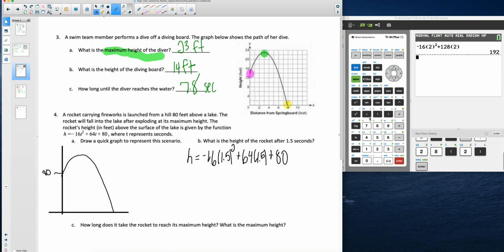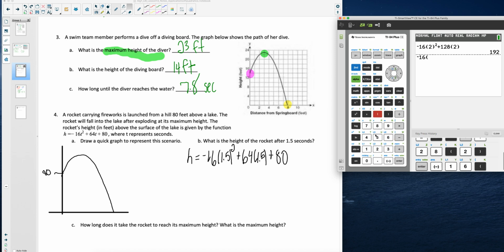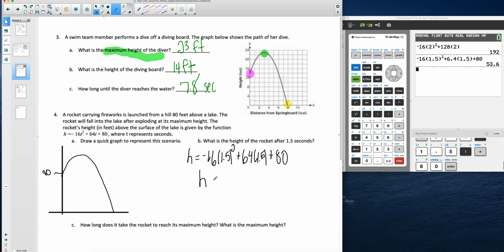Then we're going to just use our calculator. Negative 16, 1.5 squared, plus 6.4 times 1.5, and then plus 80. And we get that it's at 53.6 feet. Now what that should tell us is that it's on its way down.